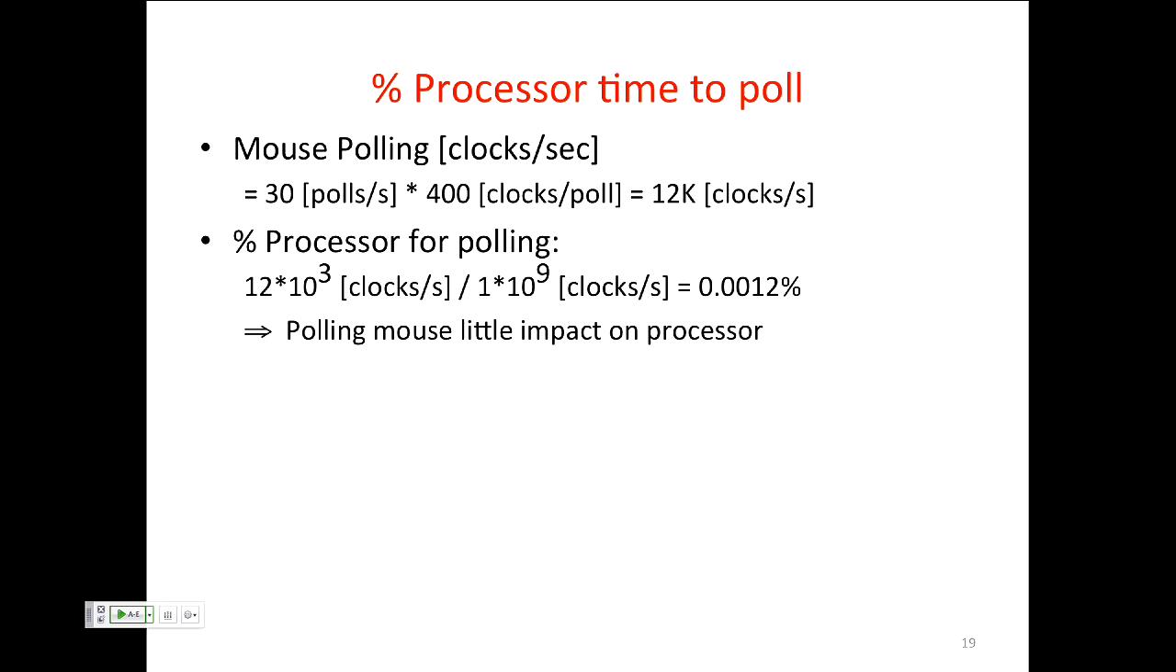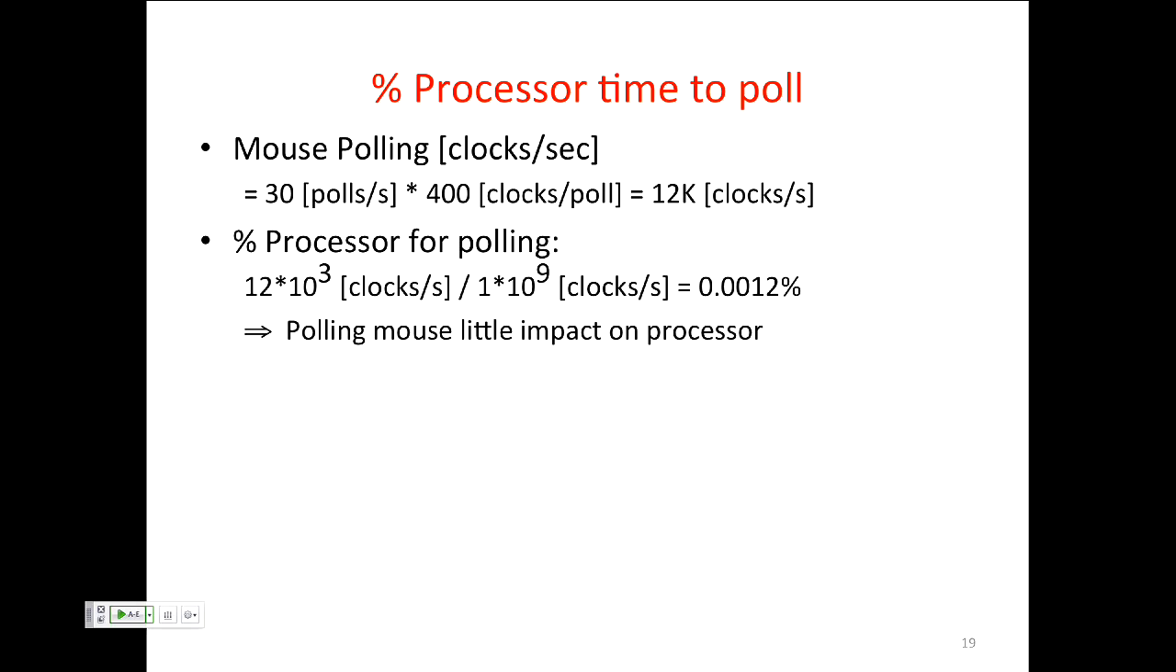And that's not too bad, because 12,000 clock cycles in 1 second, well, we have 1 gigahertz, so that means we have 10 to the 9 clock cycles per second, so we only spend 0.0012% polling. That is reasonable, and that shows that if you have a device that you have to poll relatively rarely, it's perfectly fine to do this.